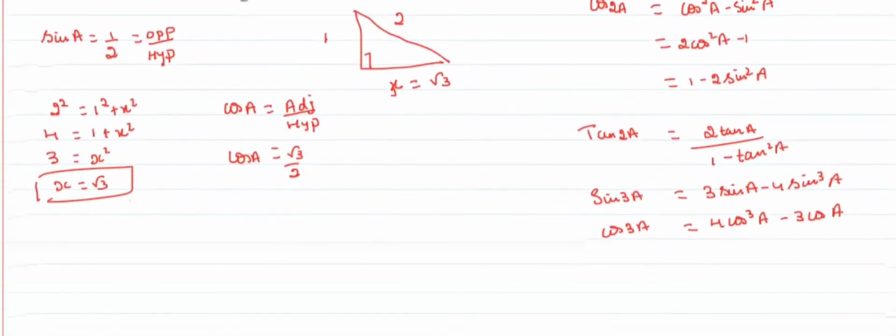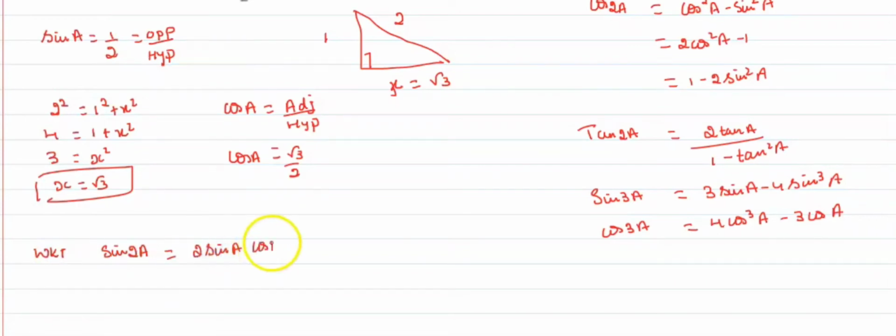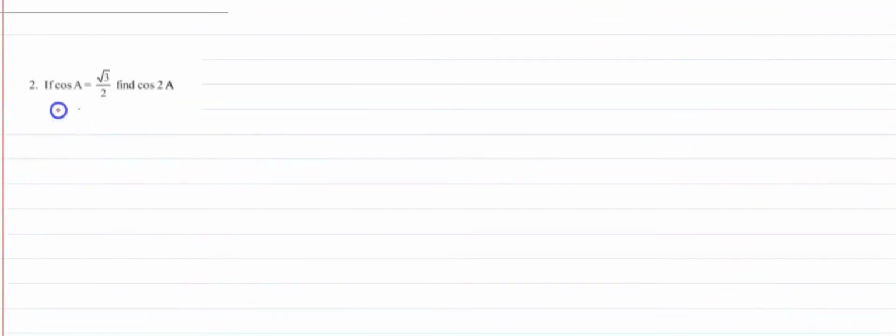So you can find the value of sin 2a. We know that sin 2a is equal to 2 sin a cos a. So 2 into sin a value, which is 1 over 2, into cos a value, which is root 3 over 2. So 2 and 2 will get cancelled, leaving root 3 over 2. So this is the value for sin 2a. Hope you understood. Now we will move on with the next question.